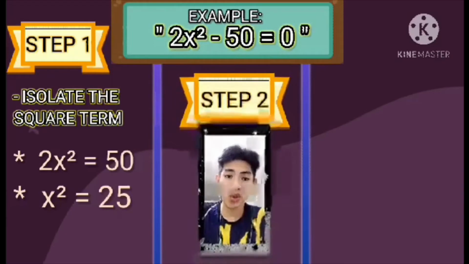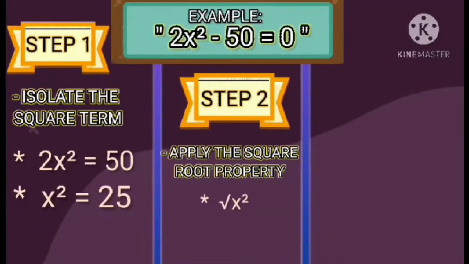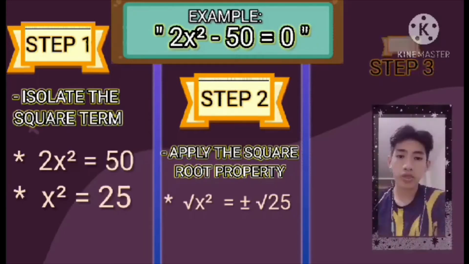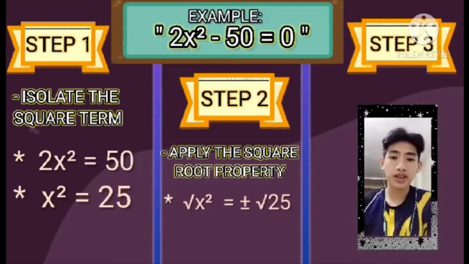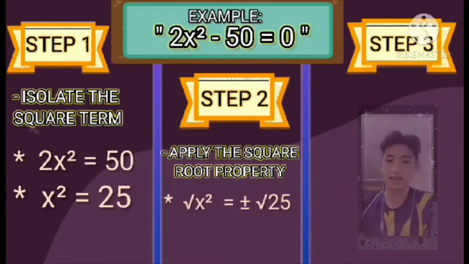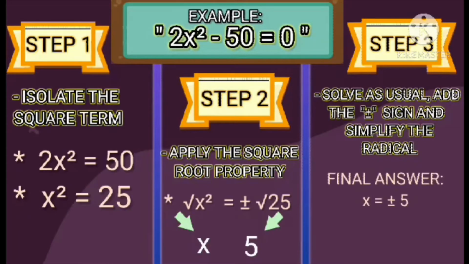Step 2. Apply the square root property. So now, the square root of x squared is equal to plus or minus the square root of 25. Step 3. Solve as usual. Then be sure to include the plus or minus sign and simplify the radical. So, the square root of x squared is x, and the square root of 25 is 5. Thus, the final answer would be x is equal to plus or minus 5. Then the two solutions are positive 5 and negative 5.